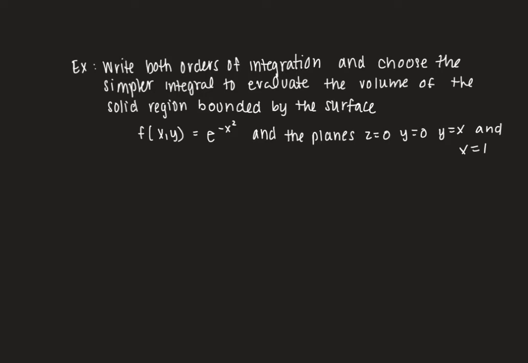So write both orders of integration and choose the simpler integral to evaluate the volume of the solid region bound by the surface e to the negative x squared and the planes z equals 0, y equals 0, y equals x, and x equals 1. So the z equals 0 part doesn't necessarily matter. We're just finding the volume of this e to the negative x squared. So ignore the z equals 0 part. That's kind of irrelevant at this point.